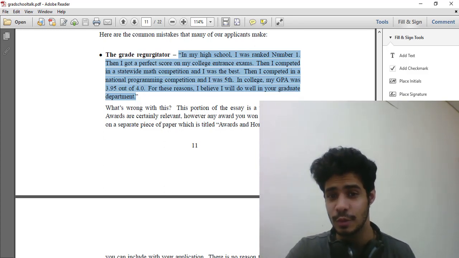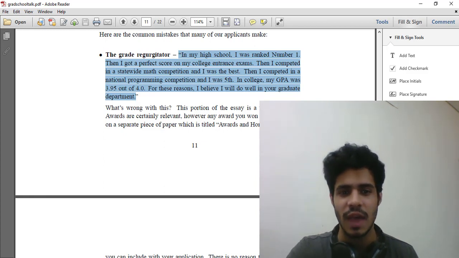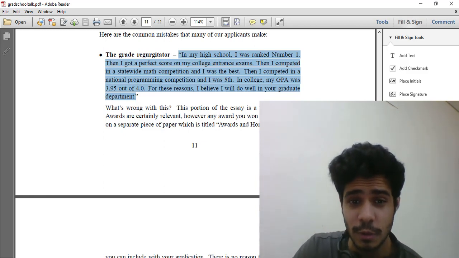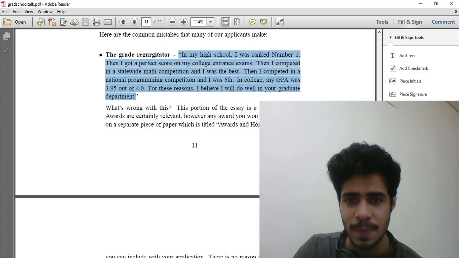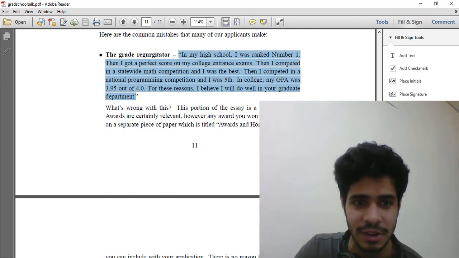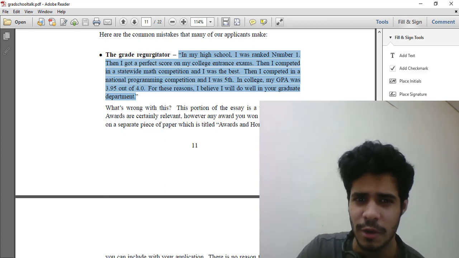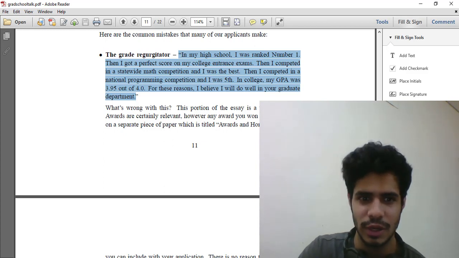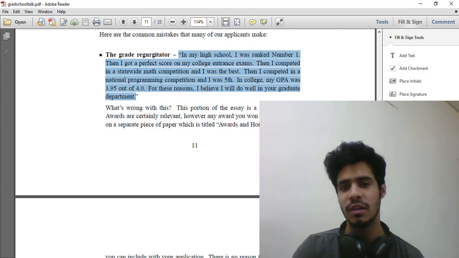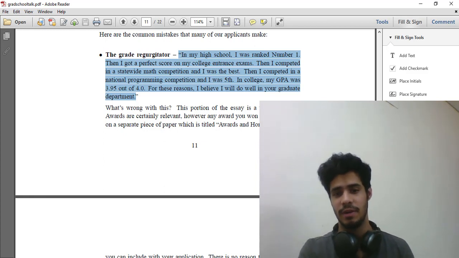In my high school, I was ranked number one. Then I got a perfect score on my college entrance exams. Then I competed in a statewide math competition, and I was the best. Then I competed in a national programming competition, and I was fifth. In college, my GPA was 3.95 out of 4. For these reasons, I believe I will do well in your graduate department.